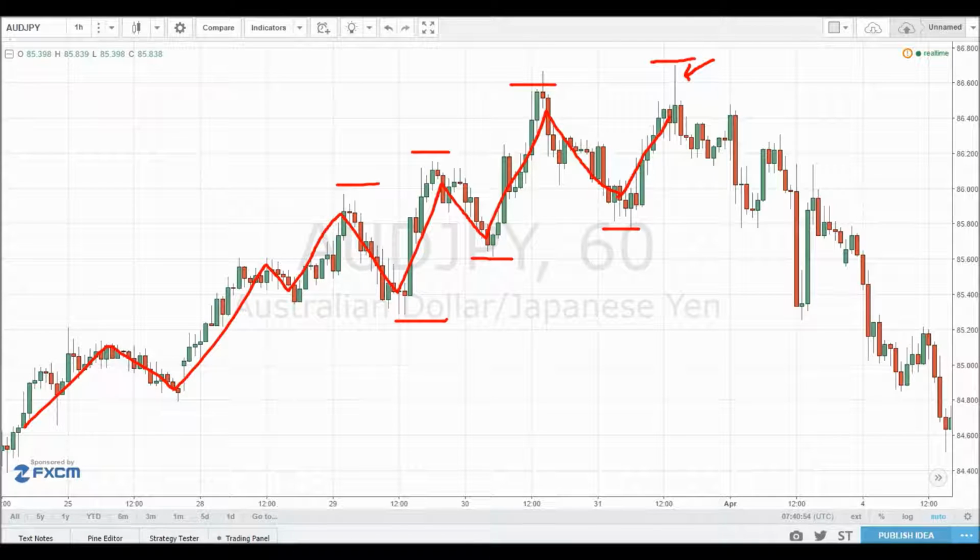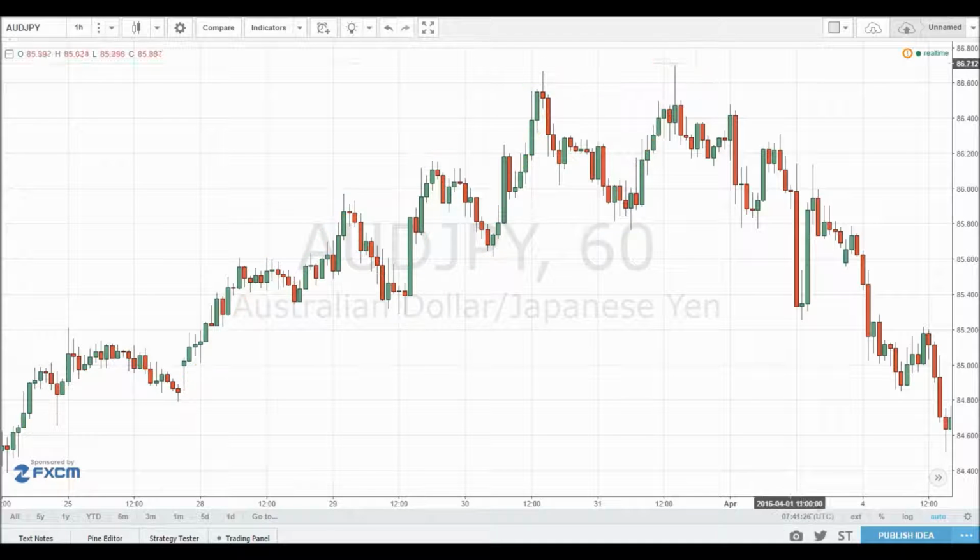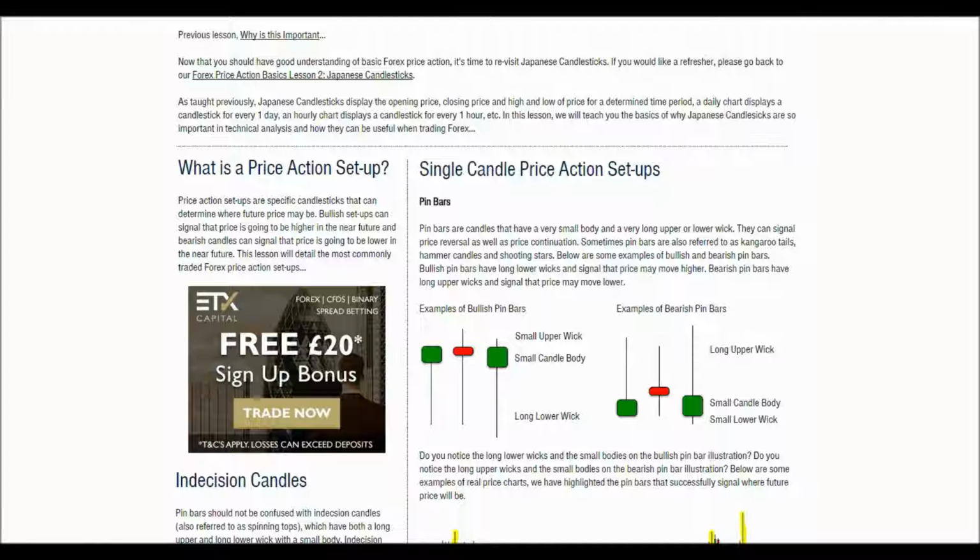Buyers fail to push price higher. They did have price up here. It looked like we were going to have a higher high. Sellers come in and push price down, and we actually close lower. So this could be an opportunity to go short and trade against the trend, and you'll see that price actually starts downtrending after that. So that's pin bars.